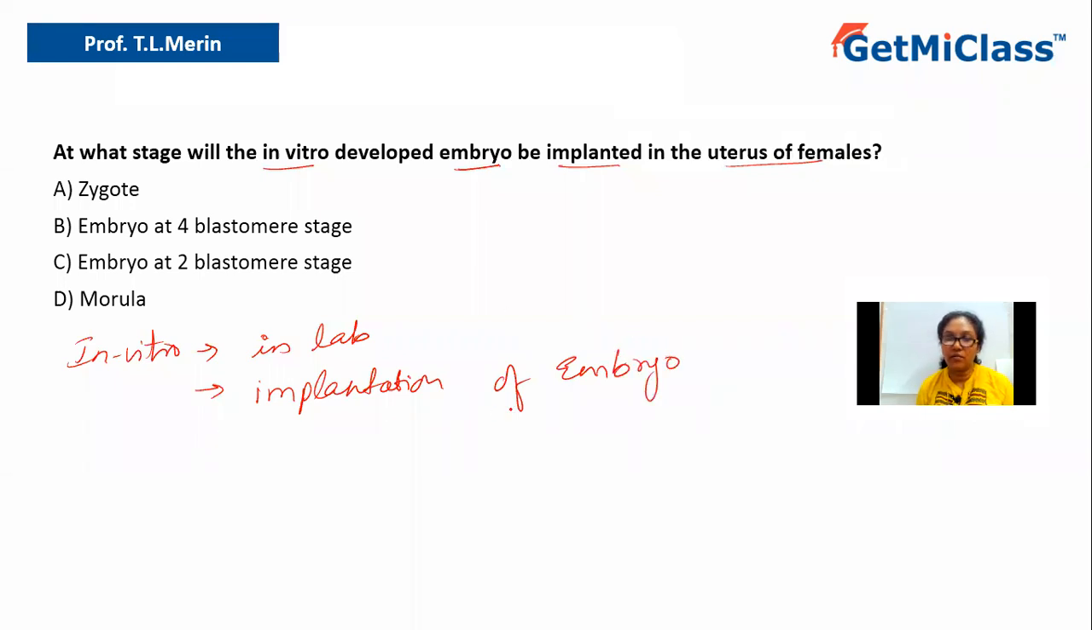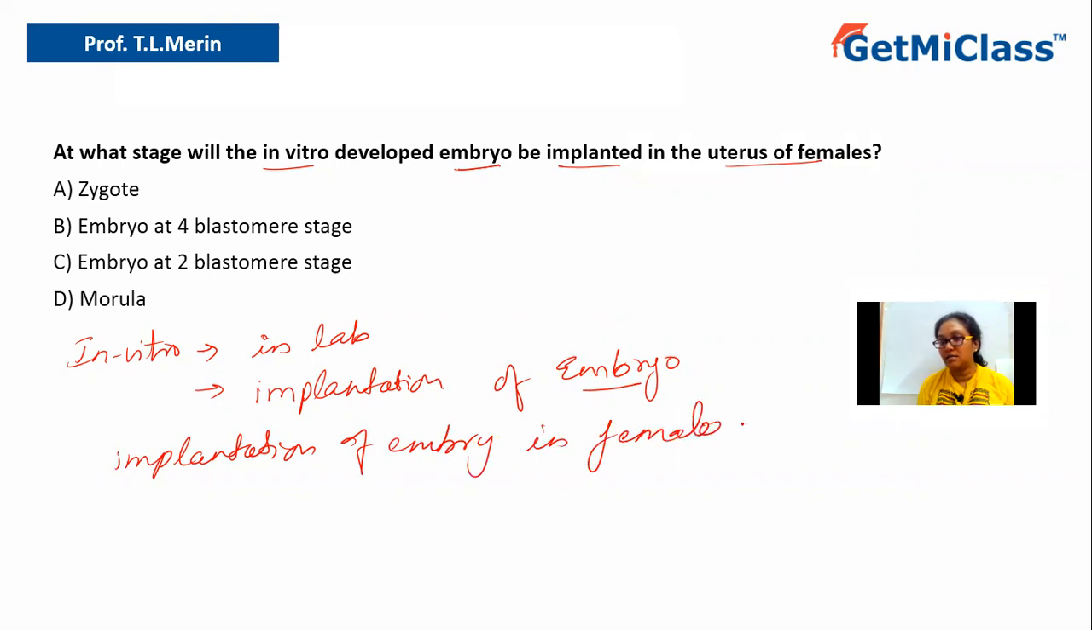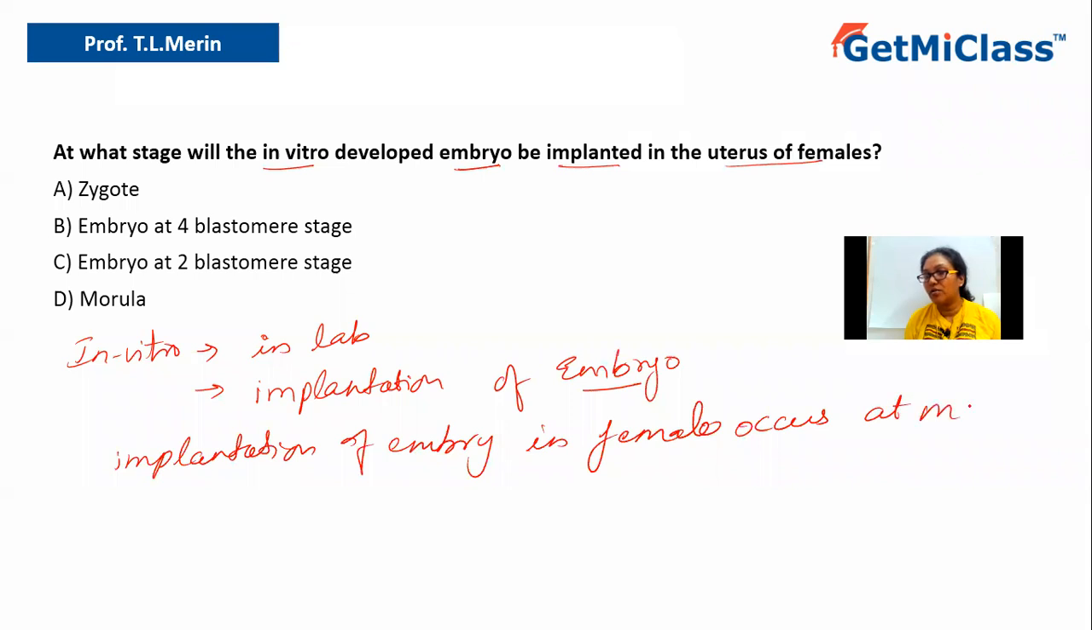So how are these embryos formed? Or you can say, at what stage will they be implanting the embryo in the uterus of the female? We know that during the pregnancy process, natural implantation of embryo in females occurs when the embryo is at morula stage. Now, when you say morula stage, what do we mean?